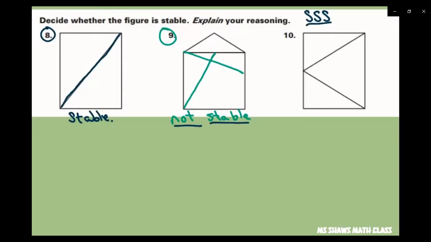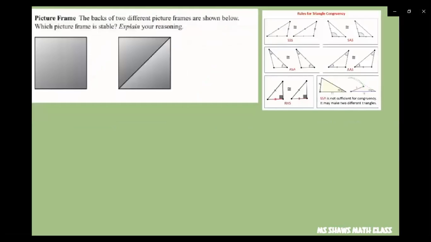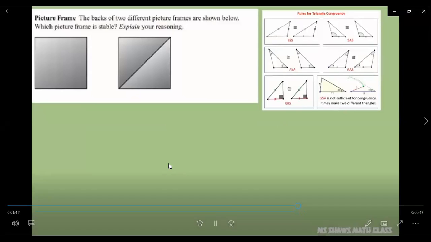And for number 10, this is stable because it forms fixed triangles, these diagonals. So we have a fixed triangle here, here, and here, and it cannot change the shape by the side congruence postulate. Then we have one more example. We have a picture frame. The backs of 2 different picture frames are shown. Which picture frame is stable?